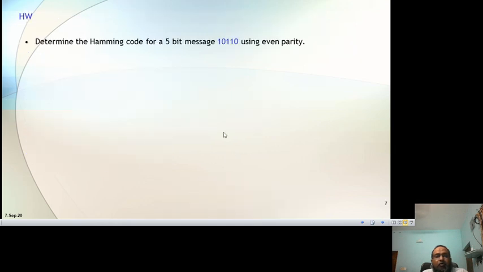You can try as homework a 5-bit message, 10110, using even parity. That's all.